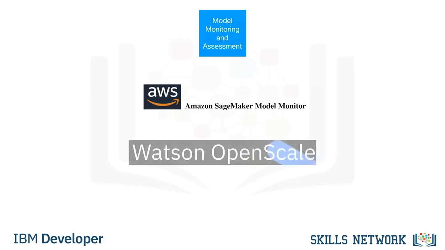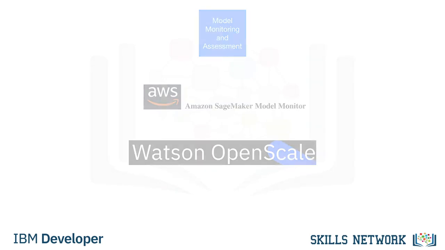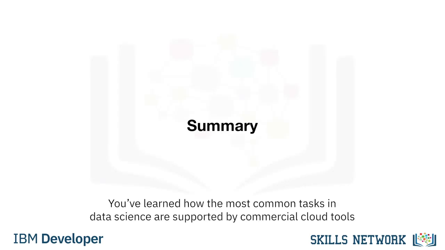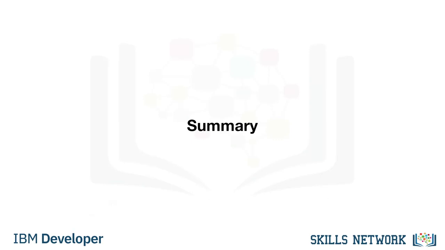This is also the case for Watson OpenScale. OpenScale and Watson Studio unify the landscape. Everything marked in green can be done using Watson Studio and Watson OpenScale. OpenScale will be covered in a later video. You've learned how the most common tasks in data science are supported by commercial cloud tools. Integration provides us the ability to use the same tools for multiple tasks. In the next videos, we'll look at packages, APIs, datasets, and models for data science.